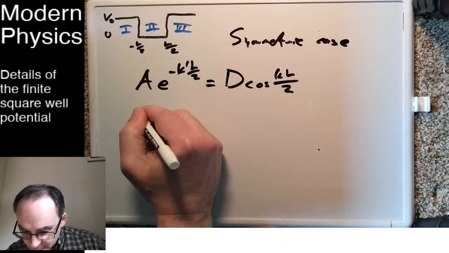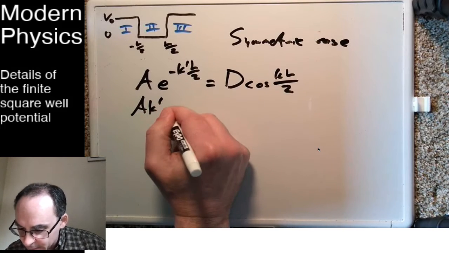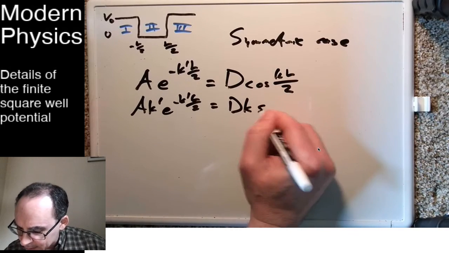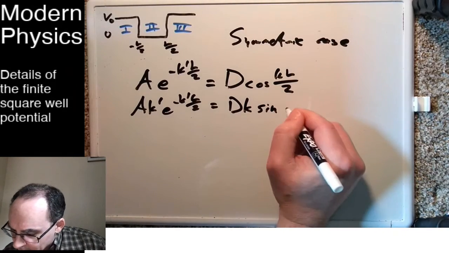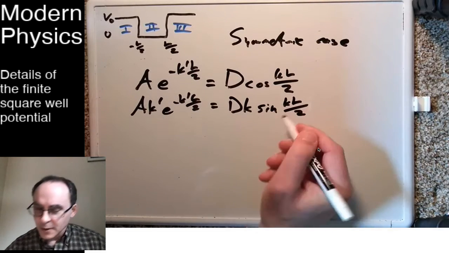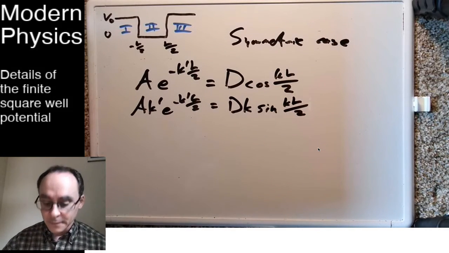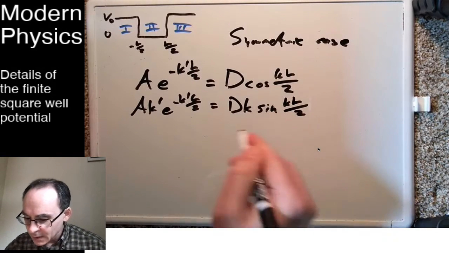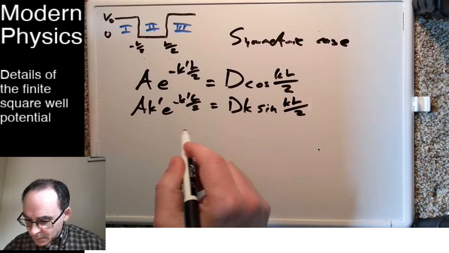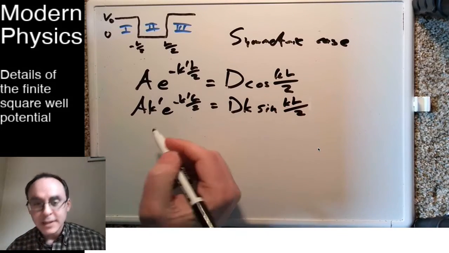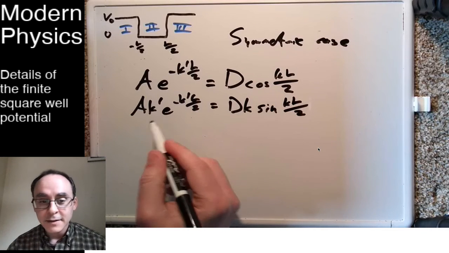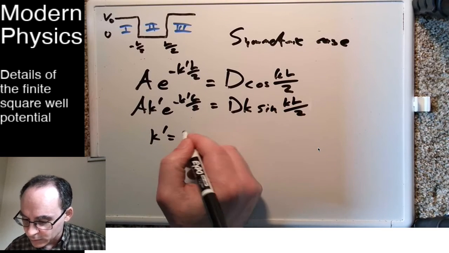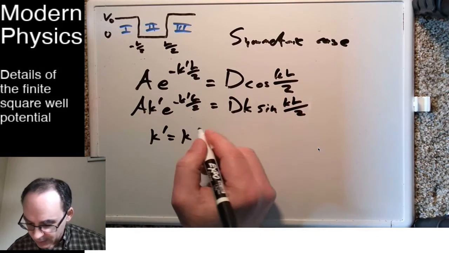And then the equation involving the derivatives was basically this: A k prime, same exponential, equals D times k, and then the sine of k L over 2. This was a sine function because this equation came from the derivative of the wave function. So those are our 2 equations. We can put these together rather easily. I'm basically going to divide the second row by the first row and get k prime equals k, and then sine divided by cosine is really just tangent.